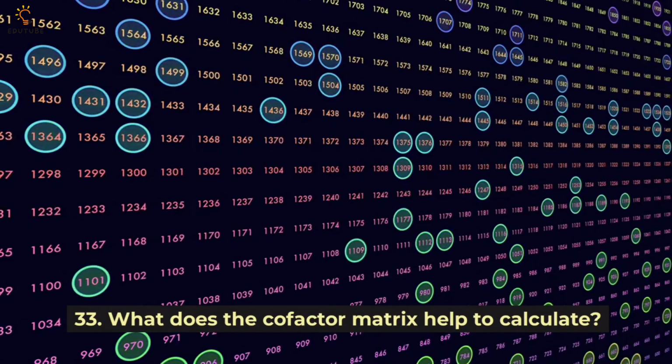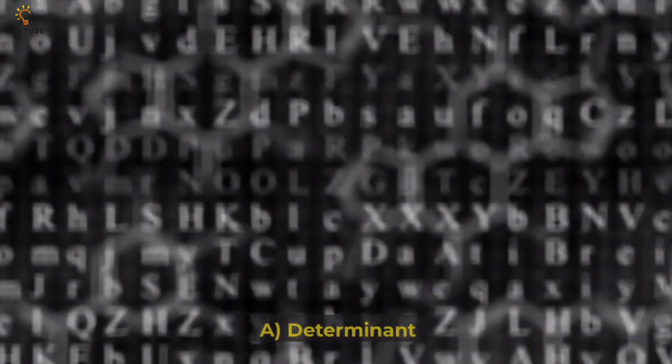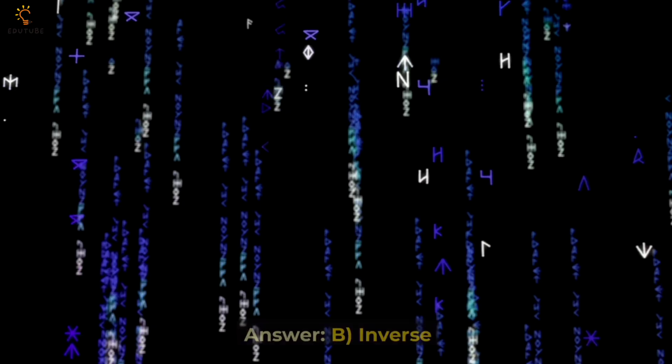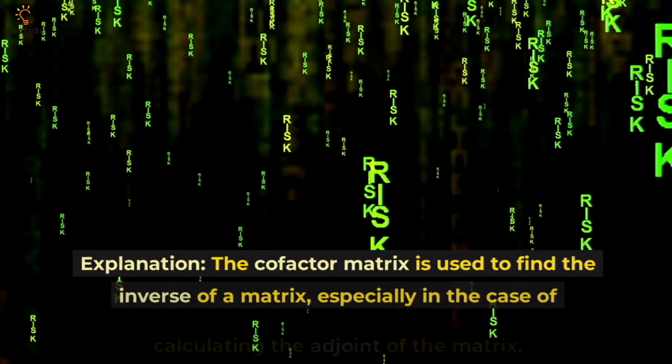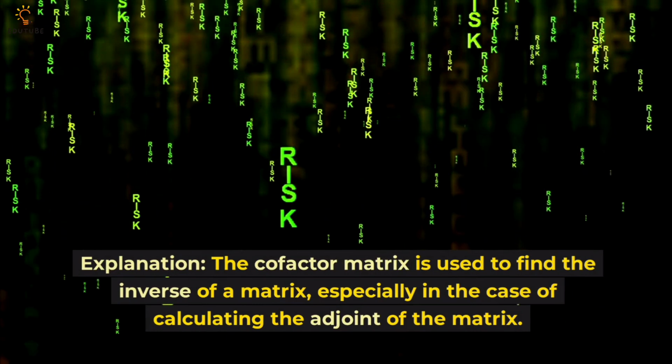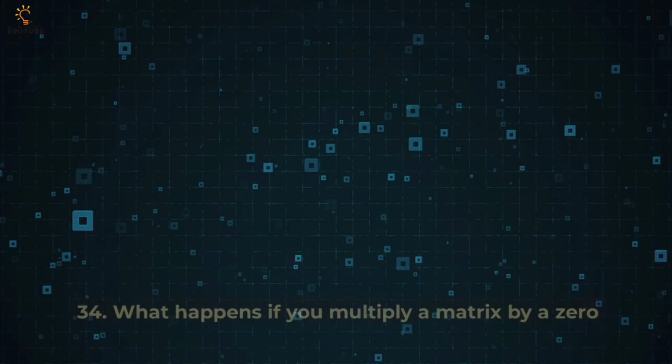33. What does the cofactor matrix help to calculate? A, determinant. B, inverse. C, transpose. D, identity matrix. Answer B, inverse. Explanation: the cofactor matrix is used to find the inverse of a matrix, especially in the case of calculating the adjoint of the matrix.